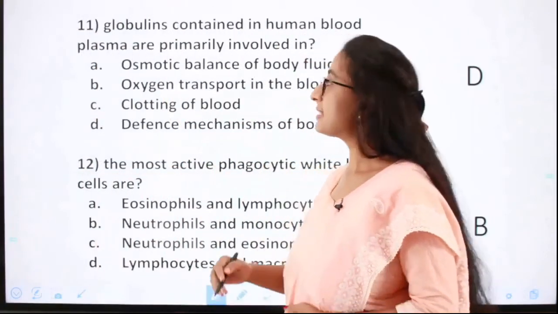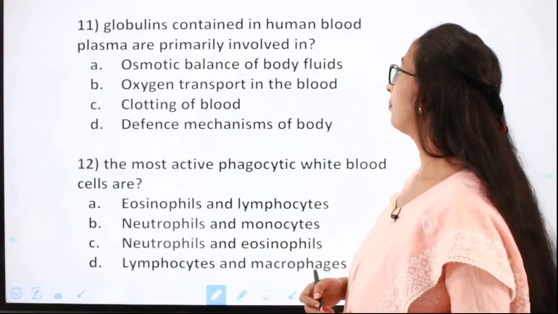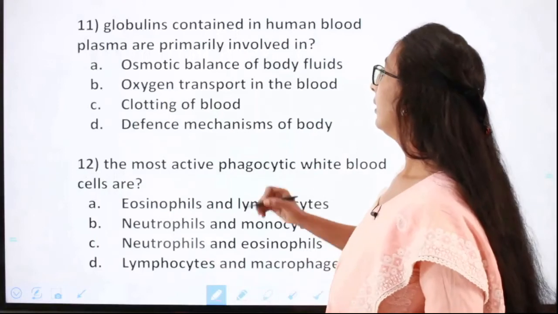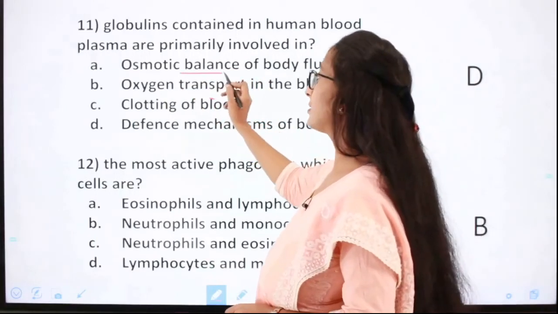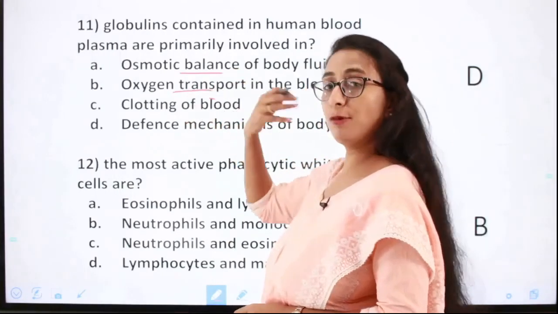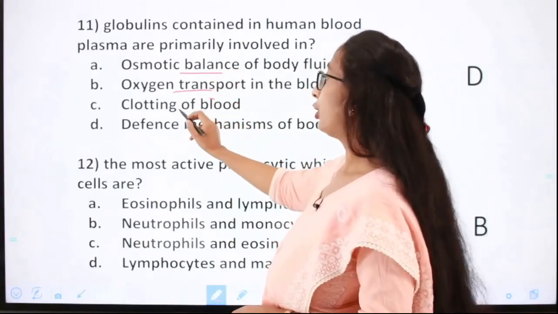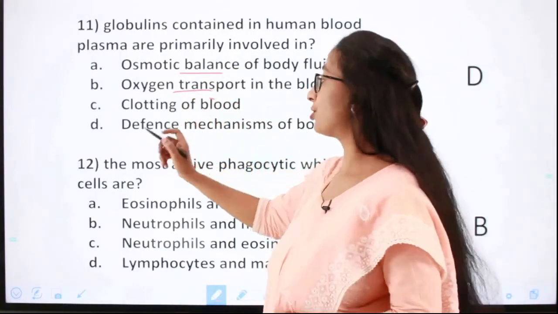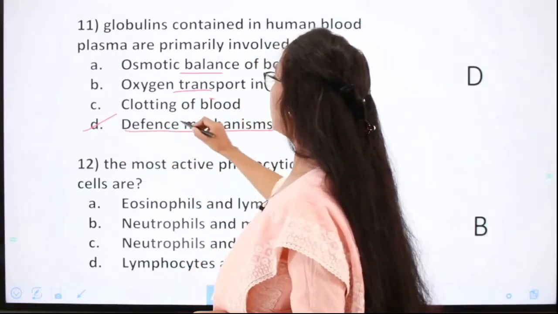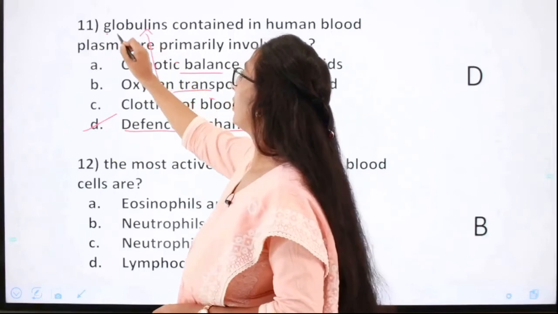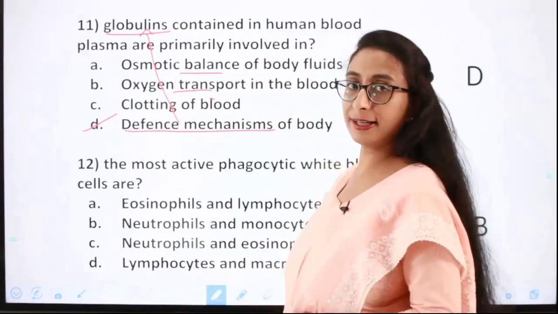Globulins contained in human blood are primarily involved in osmotic balance? No. It is albumins which are involved in osmotic balance. Oxygen transport, that is hemoglobin, isn't it? Clotting of blood is carried out by fibrinogen. Defense mechanism is carried out by globulin, isn't it? So it is the globulins which carry out the defense mechanism. So D is the right answer.